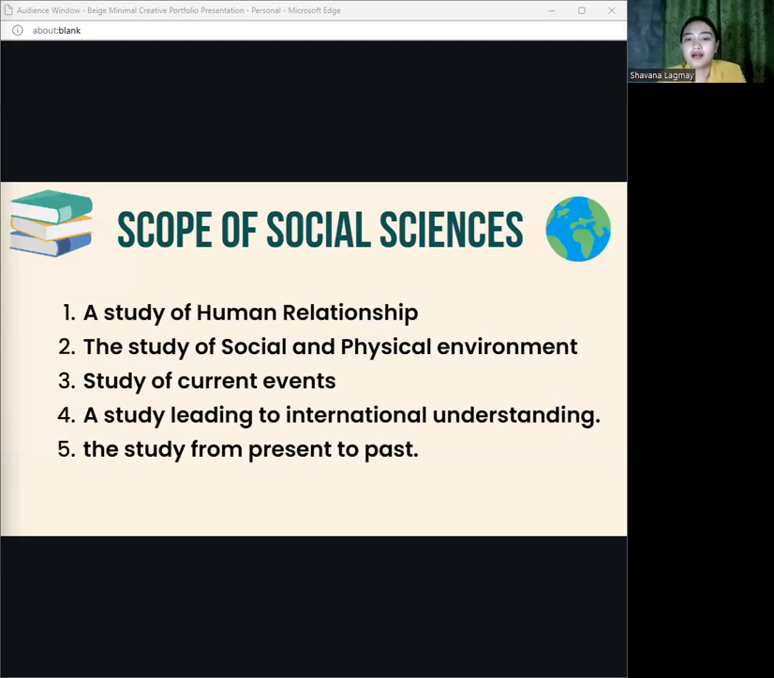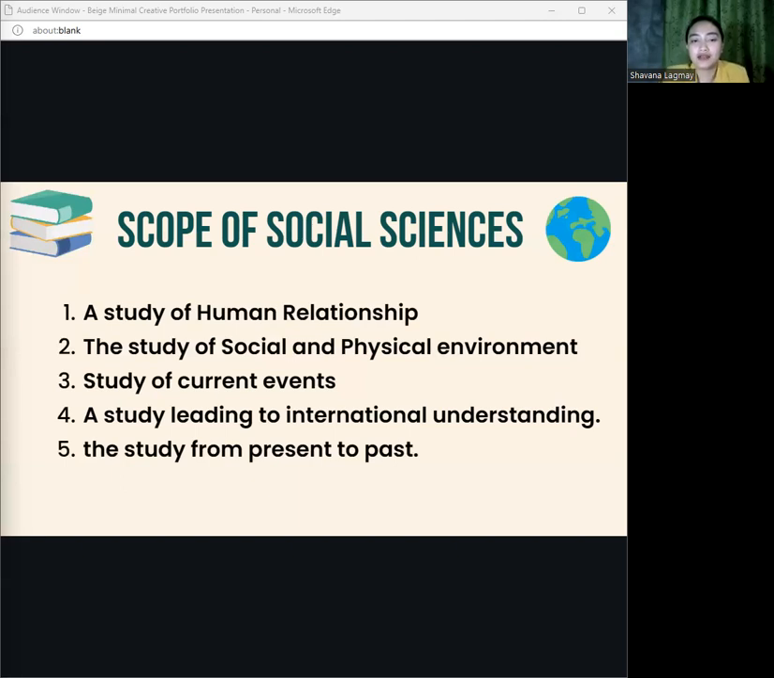So, number four, social sciences is the study leading to international understanding. In social science, understanding the concept of international education is also important because by understanding international, it will automatically become part of our community where we will have valuable access to a wide range of cultures, languages, and perspectives.